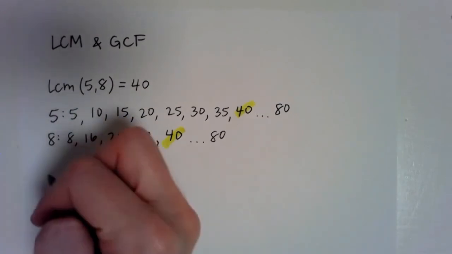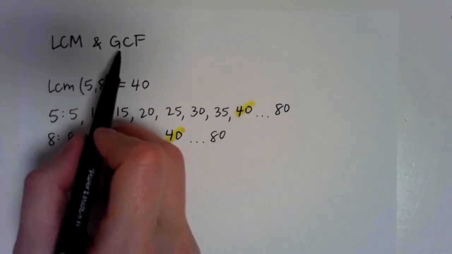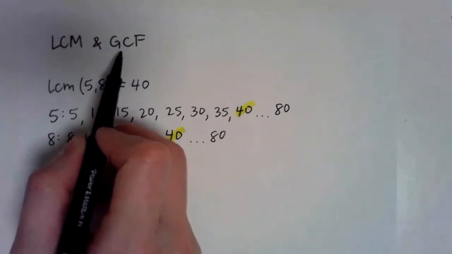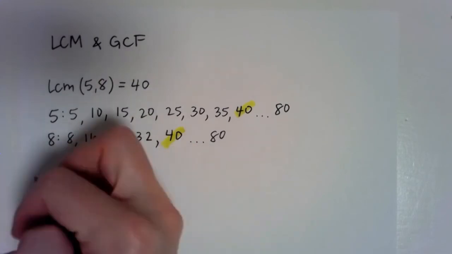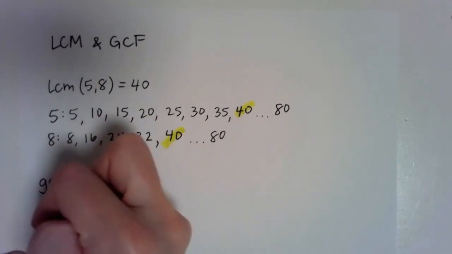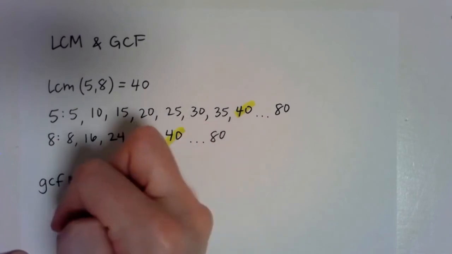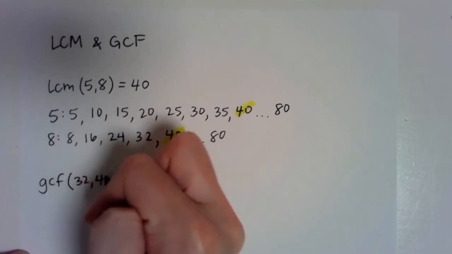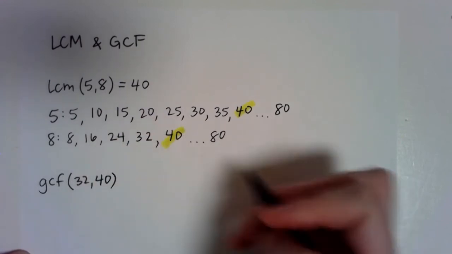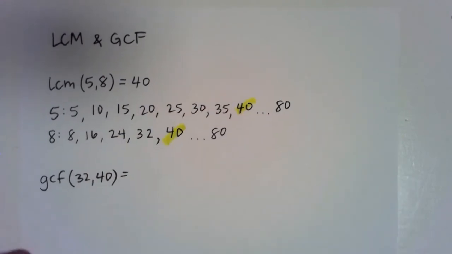All right, let's do an example for greatest common factor. So remember that greatest common factor is the largest factor that a pair or set of numbers has in common. So you're going to see this notation, lowercase GCF, of let's do, how about 32 and 40? I want to know the greatest common factor between 32 and 40.